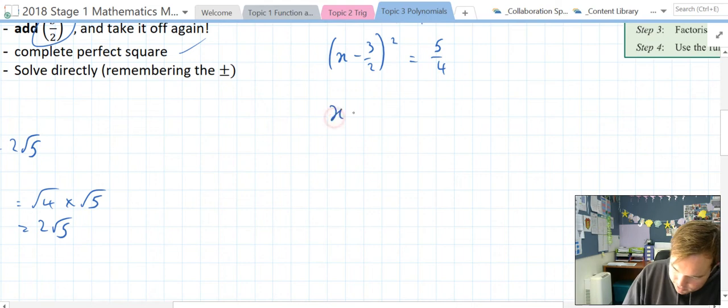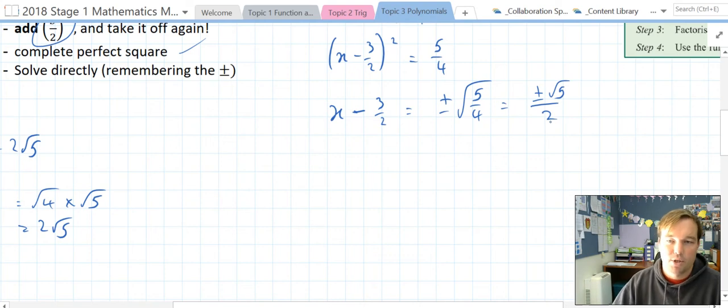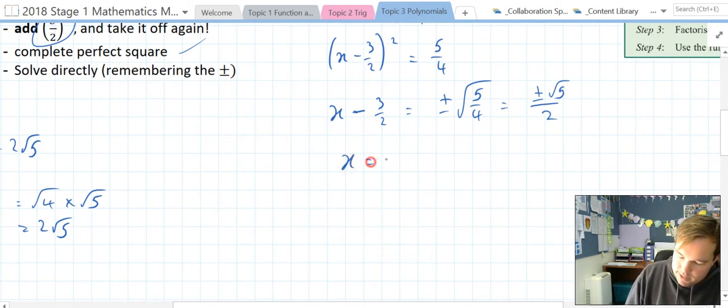square root both sides. x minus 3 on 2 equals plus or minus root 5 on 4, which you could think of as plus or minus root 5 on 2. The root 4 makes 2. The plus or minus you really only have to think about as applying to the top. Then x equals 3 on 2 plus or minus root 5 on 2.